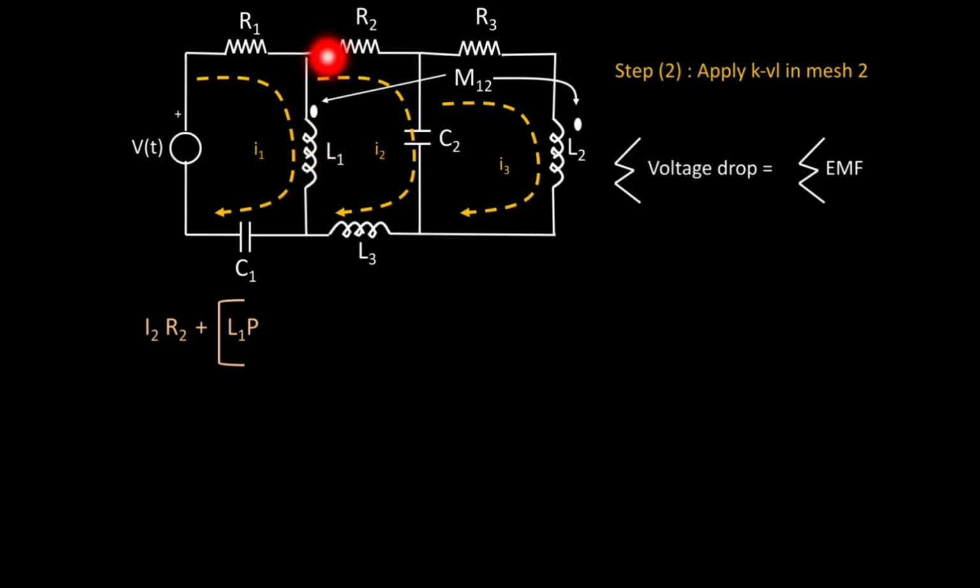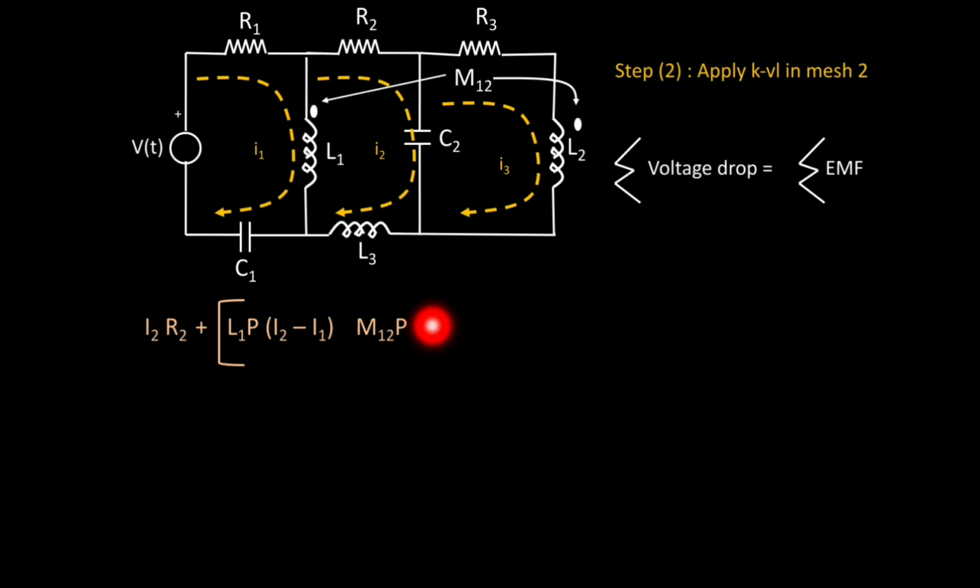But as we are applying Kirchhoff's voltage law in mesh 2, we will take I2 minus I1. We will take I2 greater than I1. So I2 minus I1. So this is the voltage drop because of self inductance. Next we have this L1 mutually coupled with L2. So for the voltage drop because of mutual inductance, we will consider mutual inductance M12 and convert it into ohms. So it will be M12P.